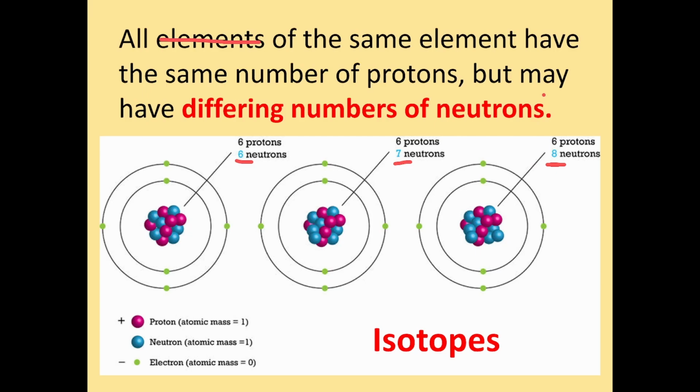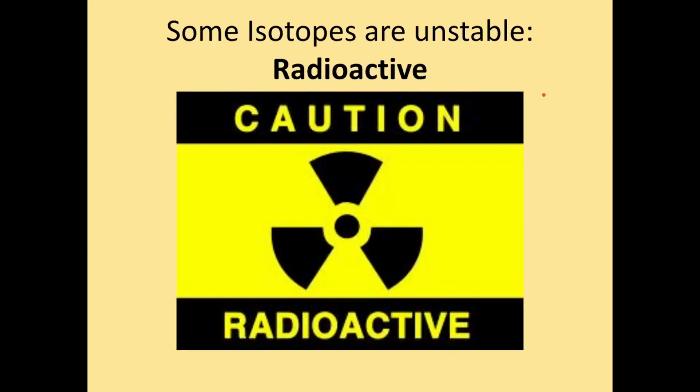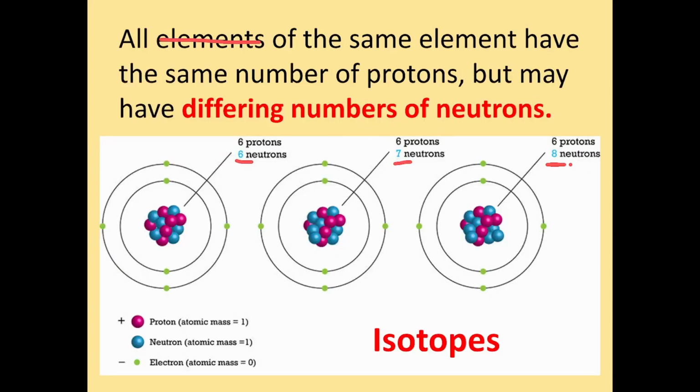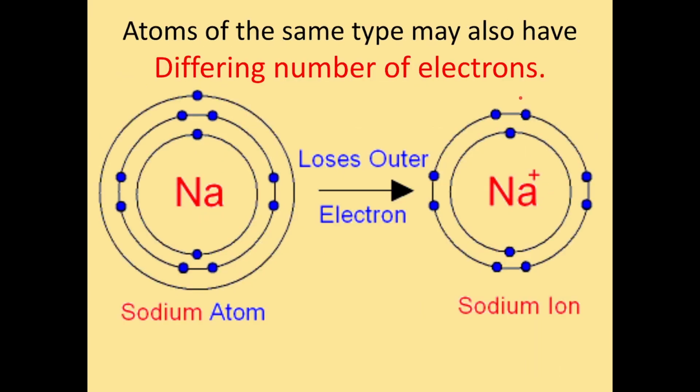Now, sometimes having a different number of neutrons means that it is also radioactive. So you'd have to be cautious around those kinds of elements or those kinds of atoms. But then a lot of them just occur naturally in the ground, and they're harmless, even though they're radioactive. Radioactive means it's getting rid of some of these extra neutrons. Now, if it has a different number of electrons, that's called an ion. So a different number of neutrons is an isotope. A different number of electrons is an ion.